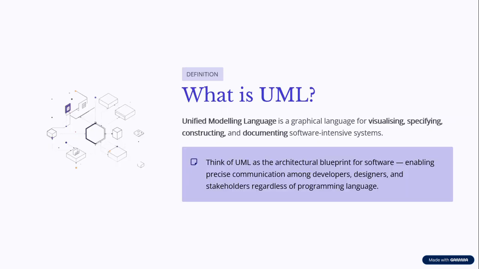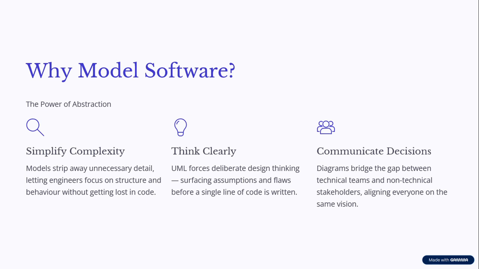So what is this UML? Unified Modeling Language, a graphical language for visualizing, specifying, constructing, and documenting software-intensive systems. Think of UML as the architectural blueprint of the software, enabling precise communication among developers, designers, and stakeholders, regardless of programming language. So why model software? The power of abstraction: simplify complexity, think clarity, communicate design.